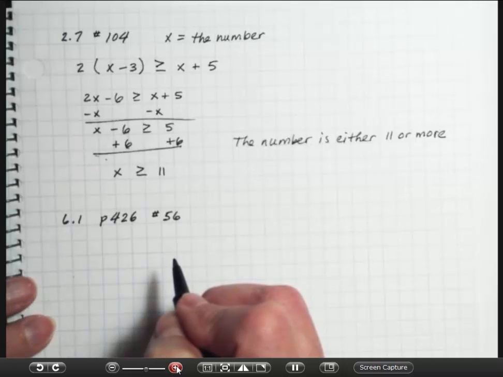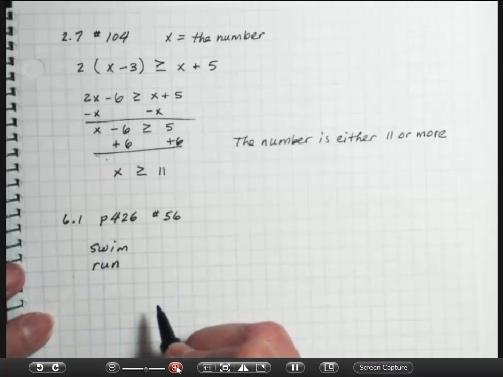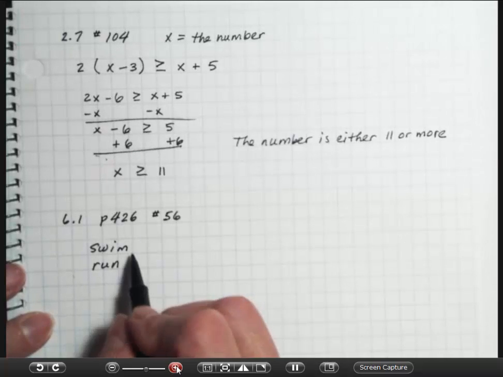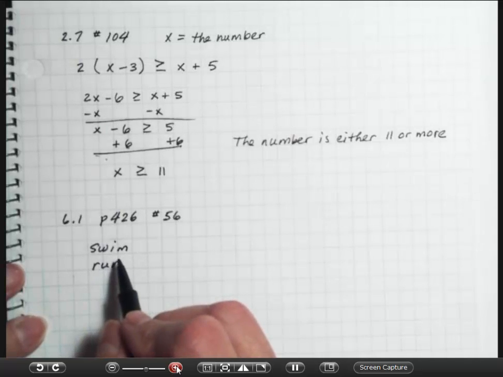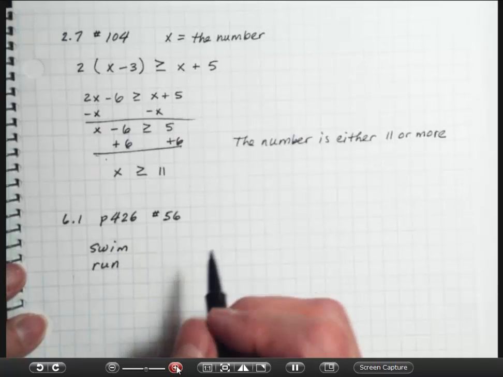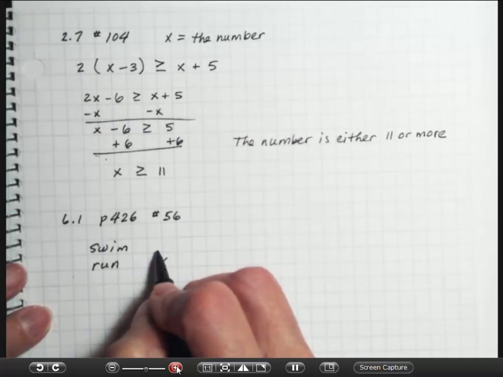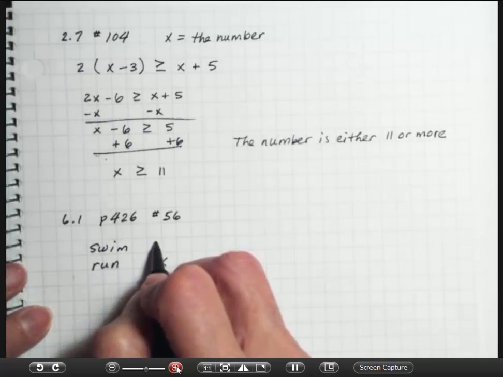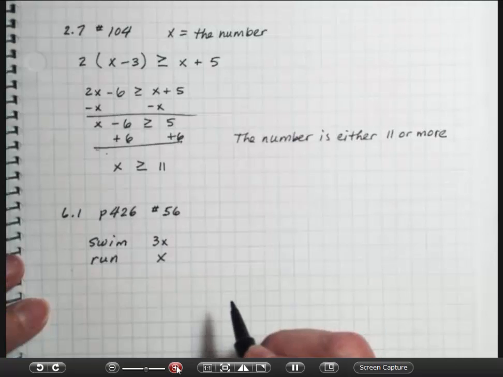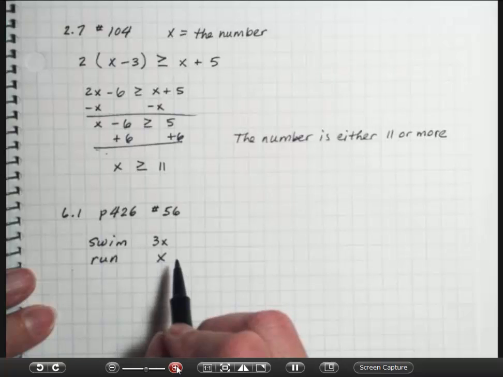So we have swimming and we have running, and she wants to spend a minimum of 8 hours a week exercising. So between the two of these, she wants to spend at least 8 hours. She wants to swim 3 times the amount she runs. So if she runs x amount of time, then she's going to swim 3 times that, so she's going to be swimming 3x.